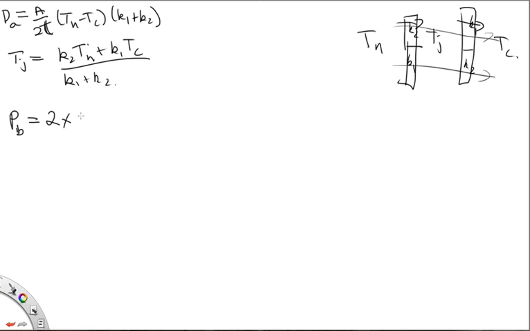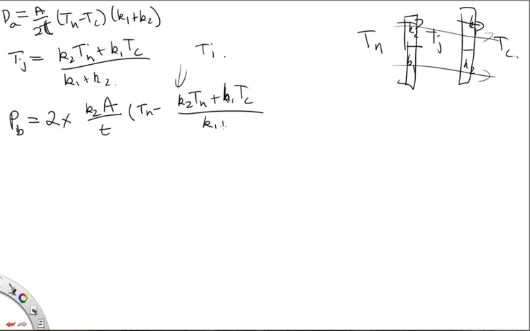So this is equal to K2, we're considering the rate of flow through here, A over t times the temperature difference, which was TH minus TJ. But instead of writing TJ, we'll write this expression here. So this is TH minus (K2TH plus K1TC) over (K1 plus K2).